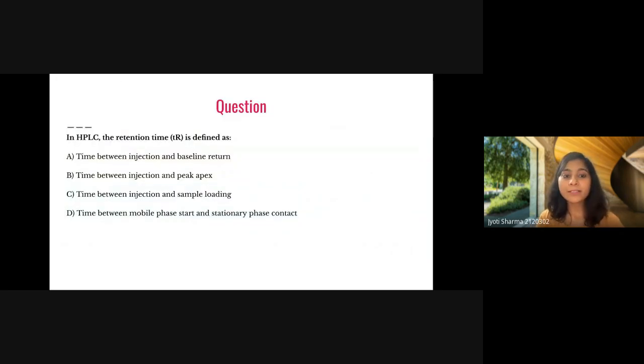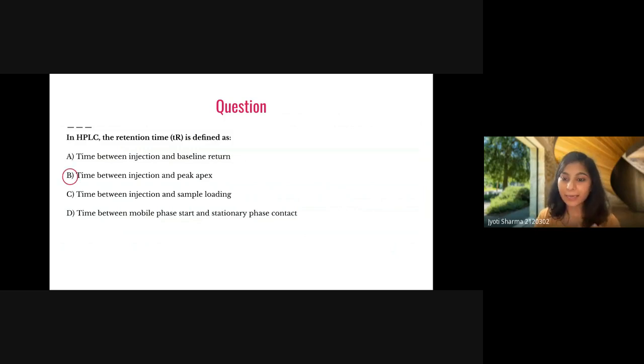In HPLC, we have one terminology: retention time. How can this be defined? The time between injection and baseline return, the time between injection and peak apex, the time between injection and sample loading, or the time between mobile phase start and stationary phase contact. So the answer will be B.